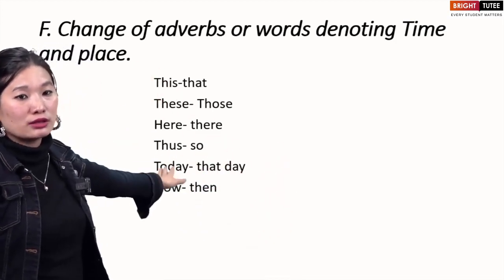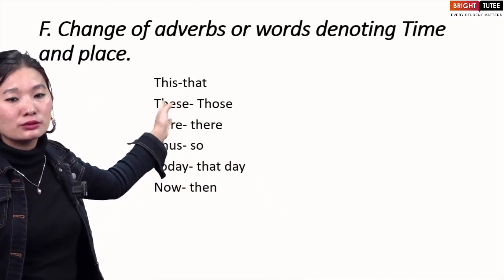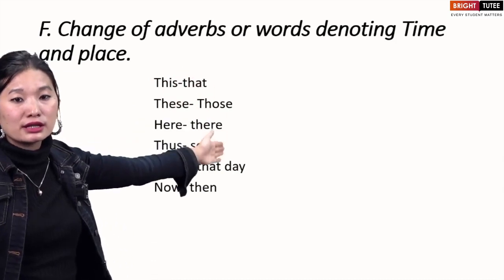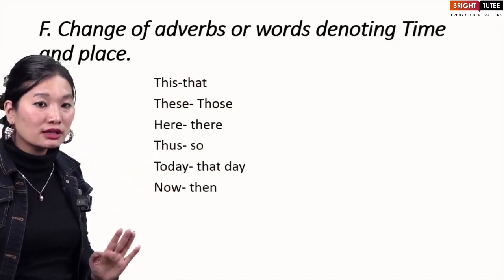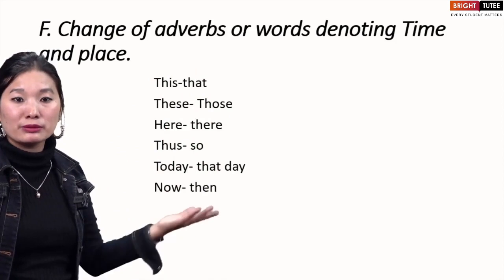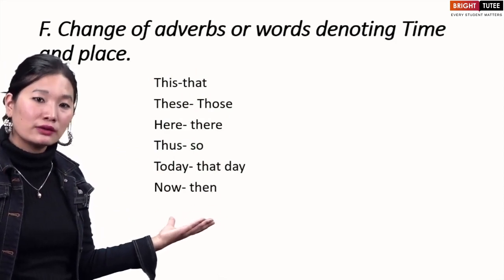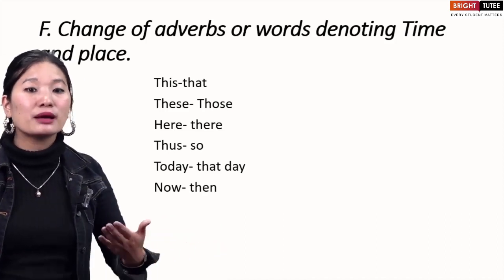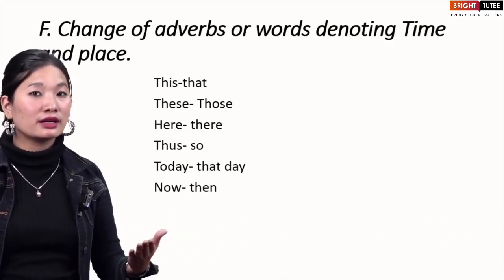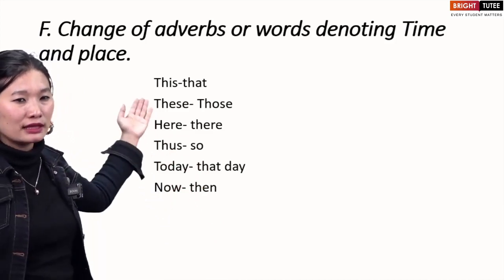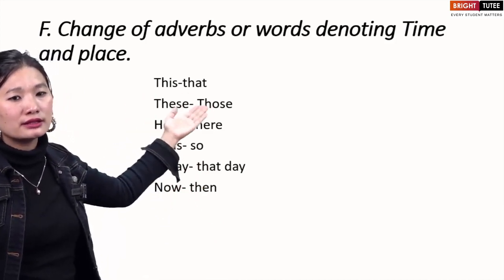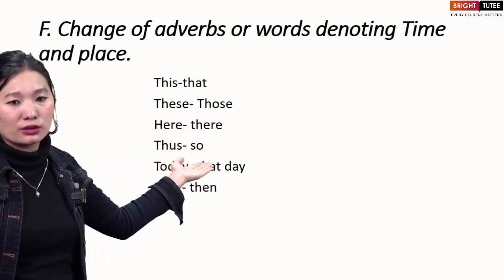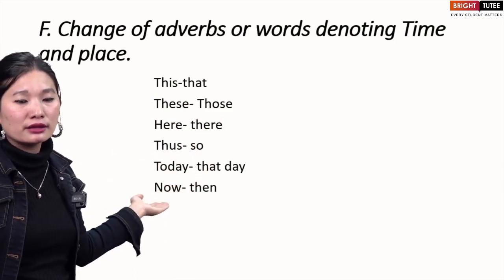Let's read these words together once more. This will be changed to that. Remember, this side will be for direct speech and the other side will be for indirect speech. I did not mention it because I know you will be able to understand this as we are doing direct and indirect speech, and we have already learned some rules that should be applied when we are doing direct and indirect speech. Okay? Let's read it together. This, that, this, those, here, there, thus, so, today, that day, now, then.